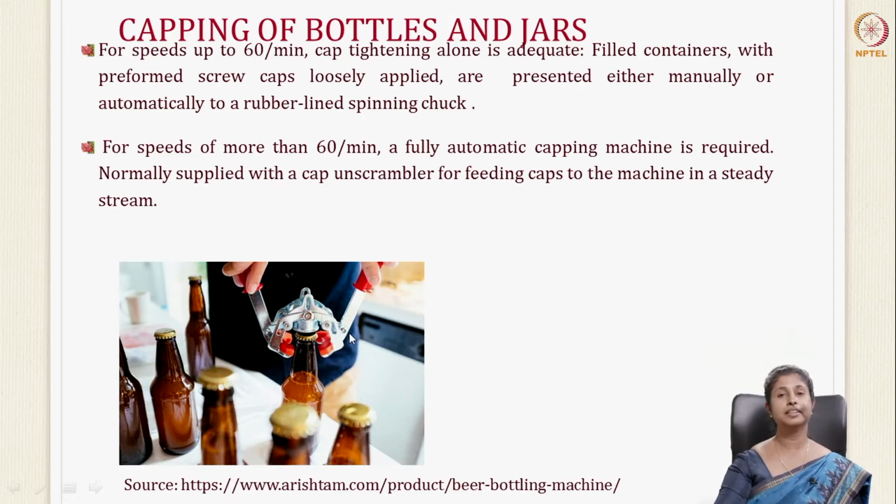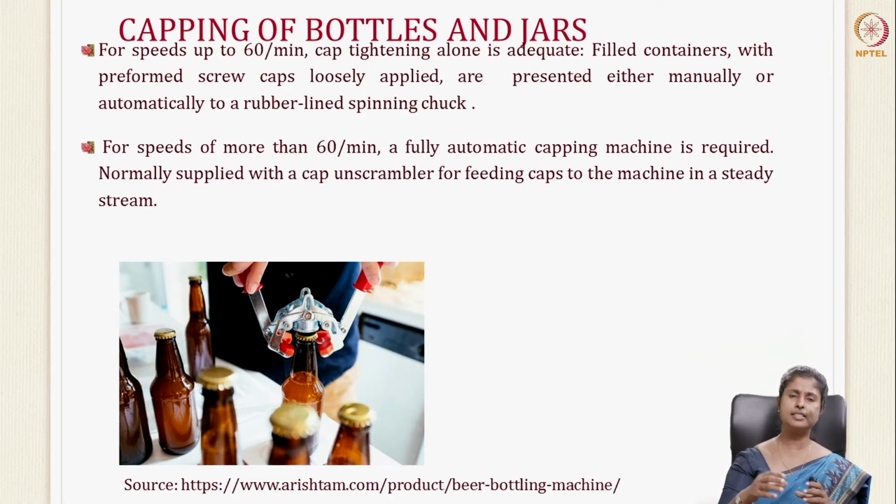Coming to the next step. So we talked about filling the bottles or the jars or the containers with your product. The last step will be capping it. Now capping or sealing is very important so that the product is secured. Second, there is no spill and the shelf life is increased. For speeds up to 60 per minute, cap tightening alone is enough.